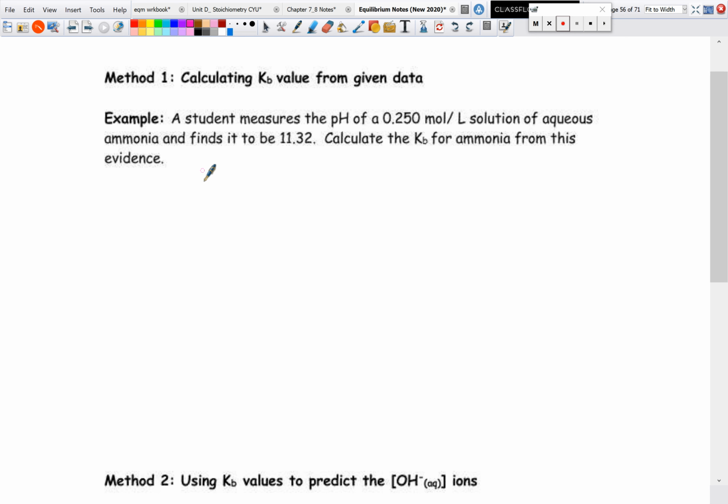So first step, a student measures the pH of a 0.250 moles per liter solution of aqueous ammonia and finds it to be 11.32. So right away, the fact that we know this is a pH above 7, we should come to the conclusion that ammonia is a base. Therefore, because ammonia is a base, we got NH3, we need to show the base reaction. So that means this is a base, this is an acid.